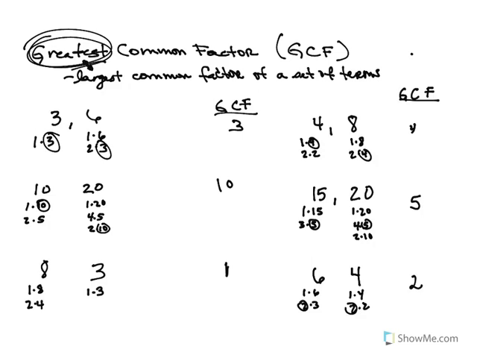Okay, so we have 4 and 8. The greatest common factor would be 4. So the largest number between 4 and 8 that can divide into both is 4. And we have 15 and 20. When we break them down, the largest number that they share that can divide into them is 5. So that is the greatest common factor. Then we have 6 and 4, and the greatest common factor there would be 2. So that's how you identify the greatest common factor of numbers.